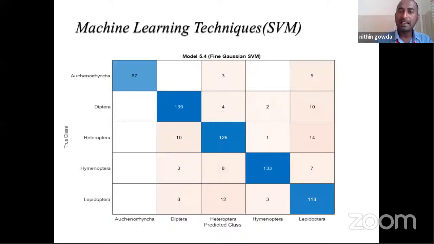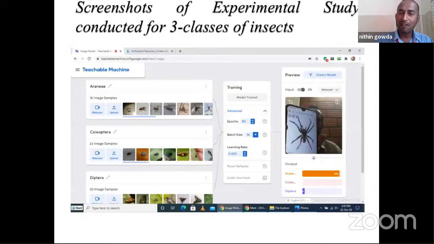Similarly, I have applied fine Gaussian support vector machine, where I got around 87% accuracy in classification. Just by using this simple SVM model, the accuracy is 87%. Just imagine, if you apply characteristic behavior, the accuracy is around 50 to 55%, but if you apply it based on the image data set, the morphological feature based one, the accuracy will be around 80 plus.